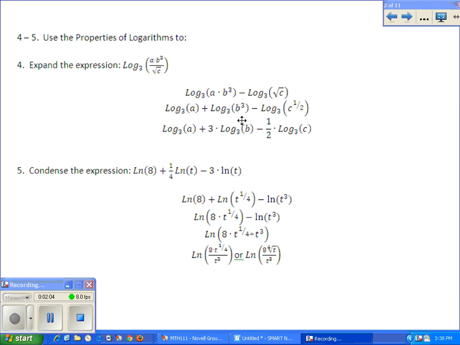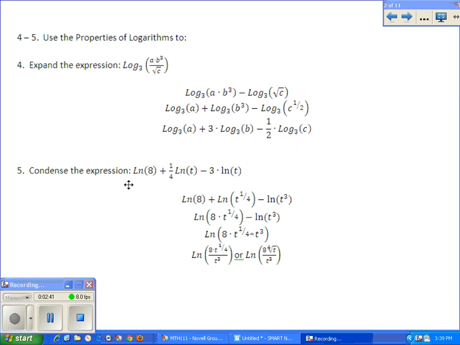Then we can use our exponent properties. The exponents on the value of b here can become a multiplication. That would be our power property of logarithms. And then the square root of c we can write as c to the exponent of 1/2. A square root is the same thing as the exponent of 1/2. The exponent we can pull out in front also using our power property. And then we've expanded the logarithm as far as we can into the log base 3 of a plus 3 times the log base 3 of b, subtract 1/2 the log base 3 of c.